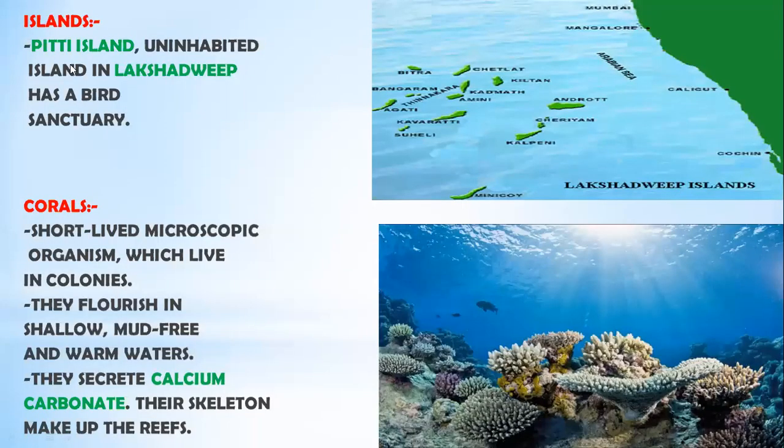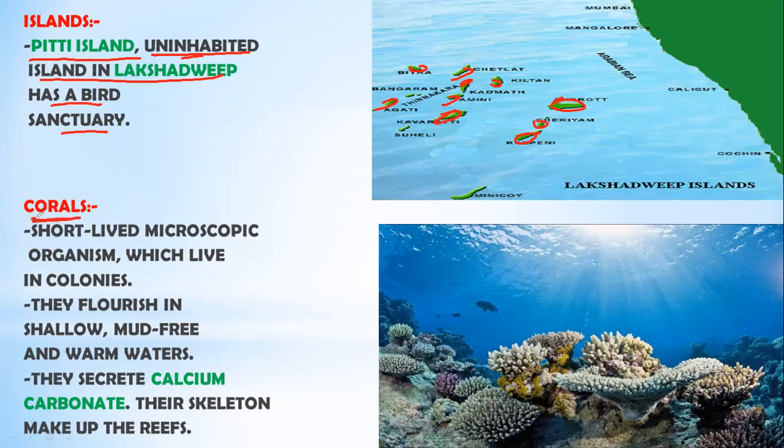Now these are some important names of islands found in Lakshadweep. As you can see, Lakshadweep is a group of very small islands, out of which only some of them are inhabited. People live only on some of these small islands. So these are basically a group of many small islands. Now Pitti Island is an example of an uninhabited island in Lakshadweep that has a bird sanctuary. Uninhabited means no one lives there. People do not live there, and it has a bird sanctuary.